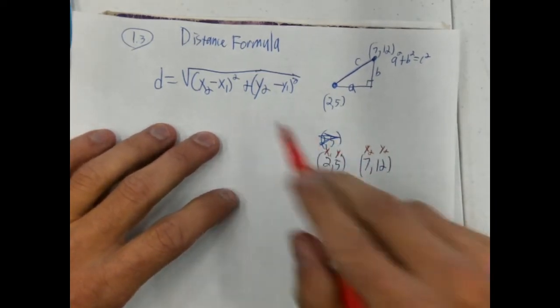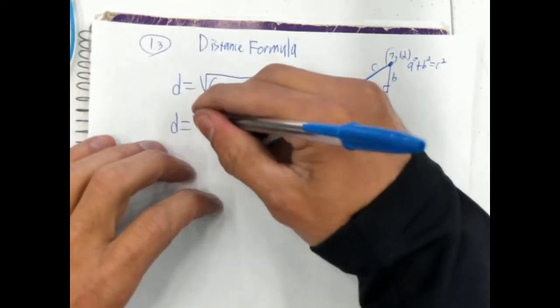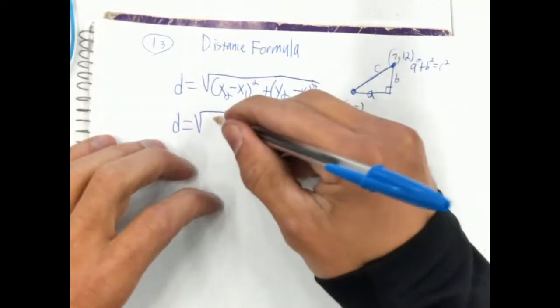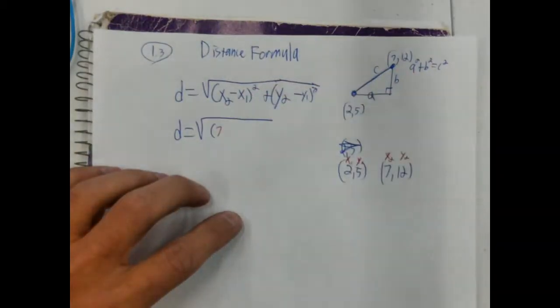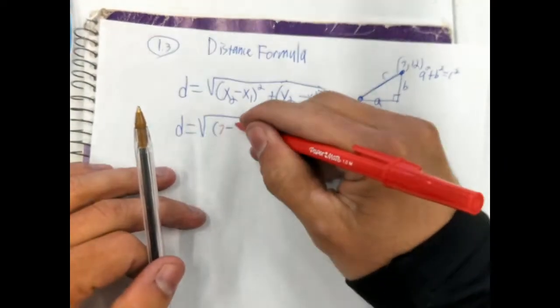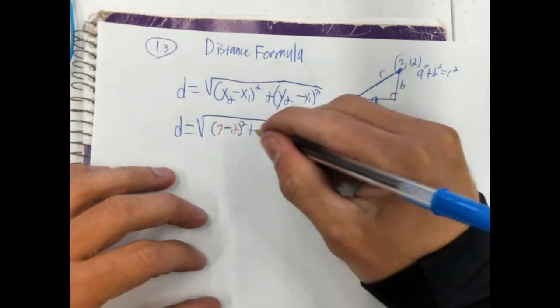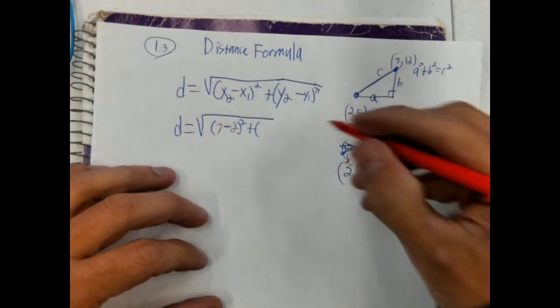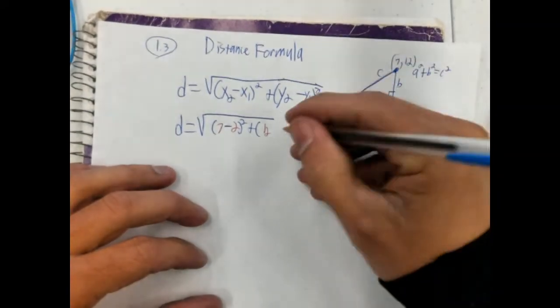We're going to plug these points into our distance formula right over here. So we're going to say d is equal to the square root of our x2 value, which is going to be 7, and our x1 value is going to be 2. So it's going to be 7 take away 2 squared, plus our y sub 2, which is going to be 12, and our y sub 1 is going to be 5.